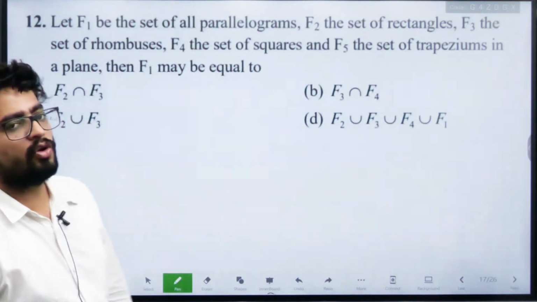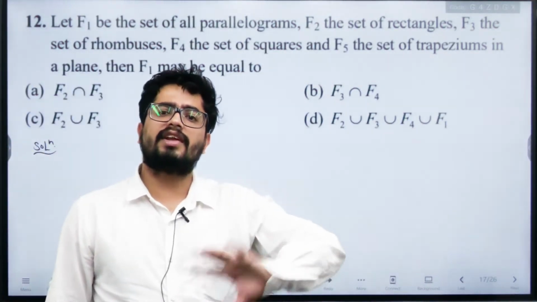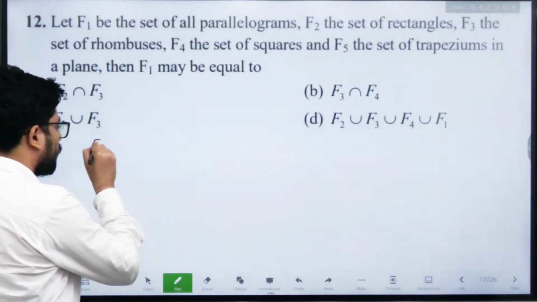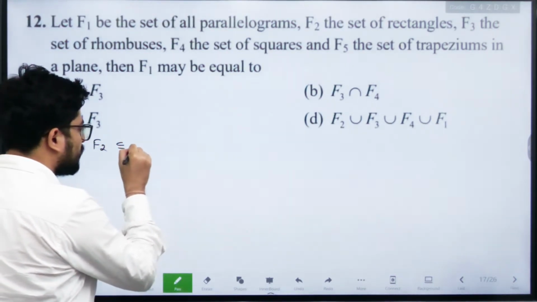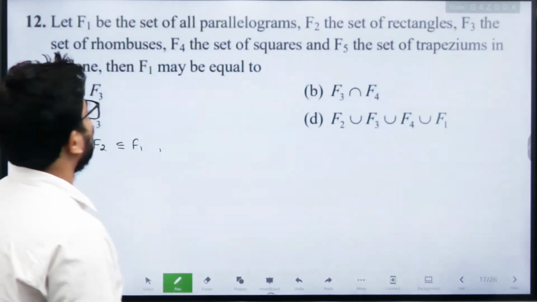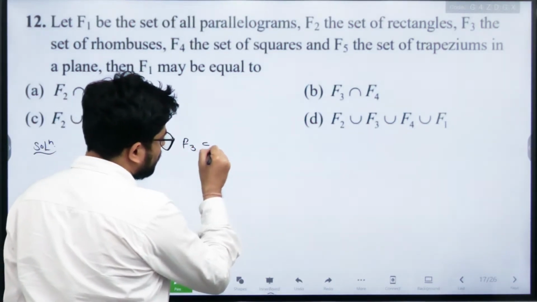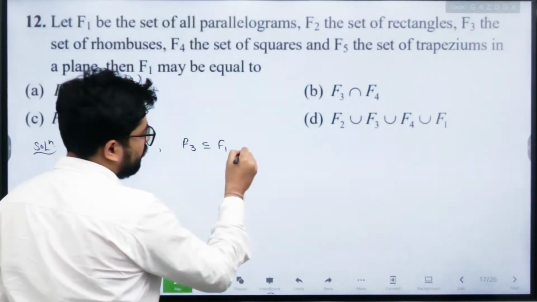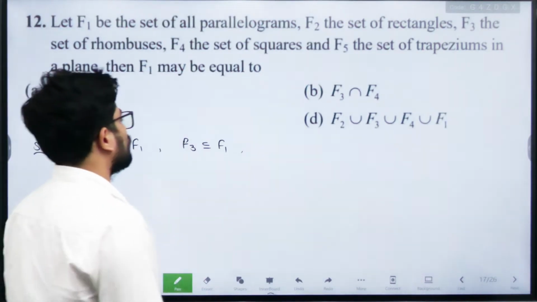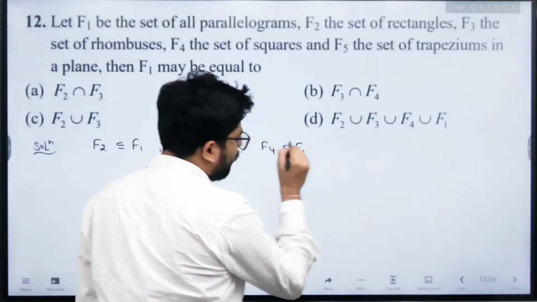F1 be the set of all parallelograms. Okay, F2 the set of all rectangles. So we know that every rectangle is a parallelogram. So F2 is a subset of F1. Now F3 is the set of rhombuses. So every rhombus is a parallelogram. So you can say F3 is a subset of F1. Next, F4 the set of squares. So every square is a parallelogram. So you can say F4 is also a subset of F1.